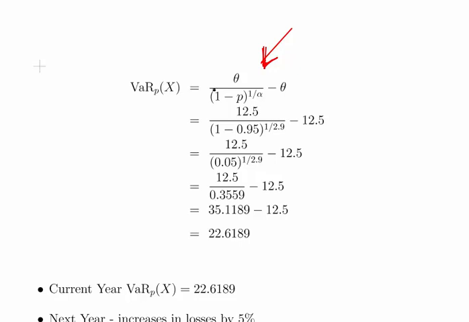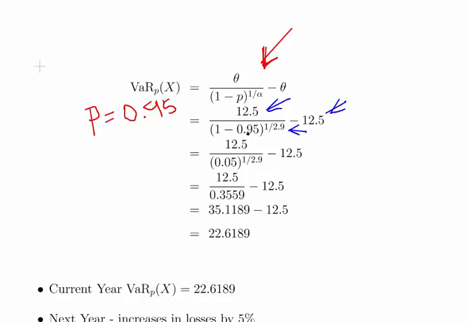The formula is VaR of X at level p equals theta divided by (1 minus p) to the power of 1 over alpha, minus theta. So essentially we put in the values there. Here p is 95%. So just put in the values: 12.5, 2.9, 0.95. Solve it out.